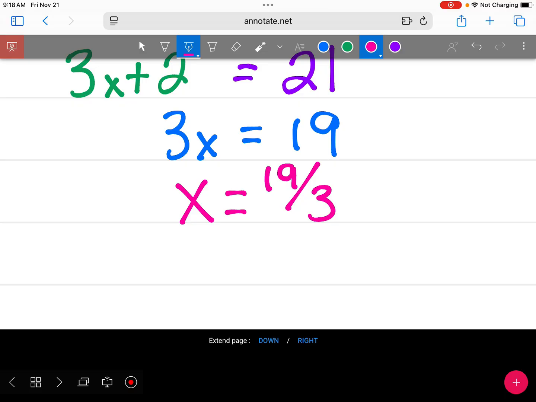Questions on the solving stuff? Because the last thing we got to do with our logs here is graph it. Yes, dear.